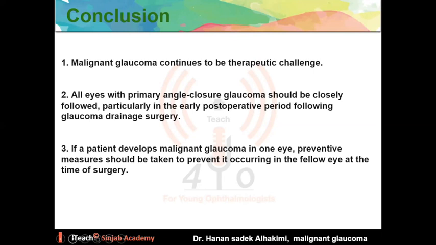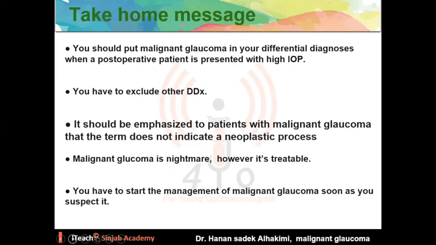Take-home messages: you should put malignant glaucoma in your differential diagnosis after excluding other differentials. You have to tell the patient that malignant glaucoma doesn't indicate a neoplastic process, and malignant glaucoma is a nightmare. However, it is treatable. You have to start management of malignant glaucoma as soon as you suspect it. Those are my references. Thank you.